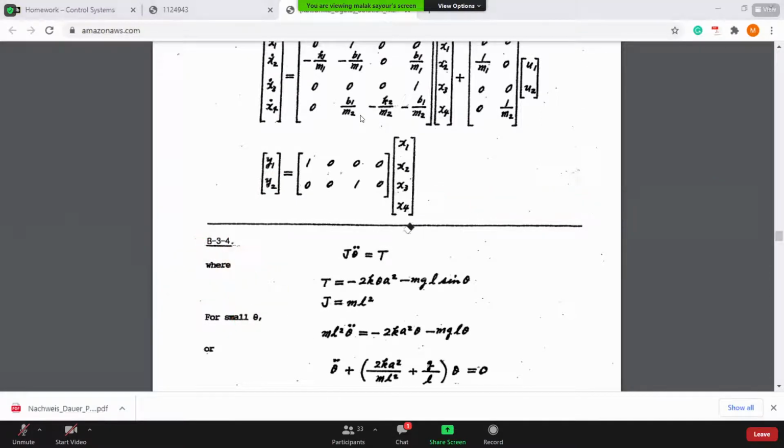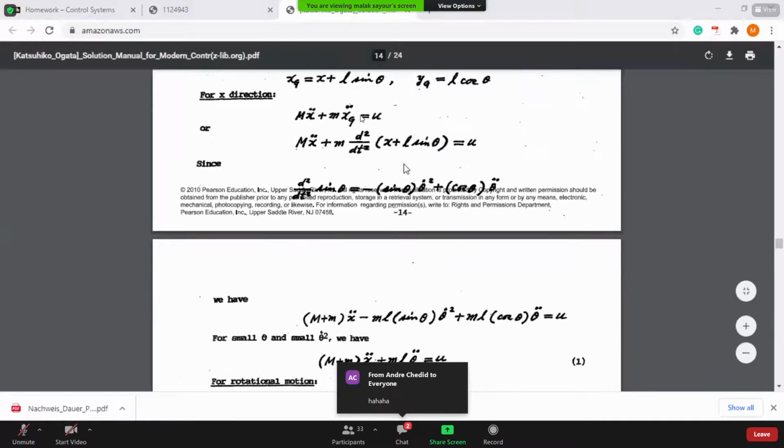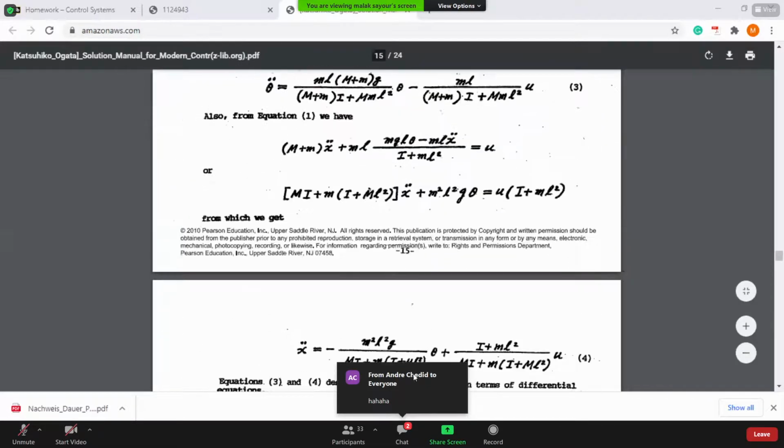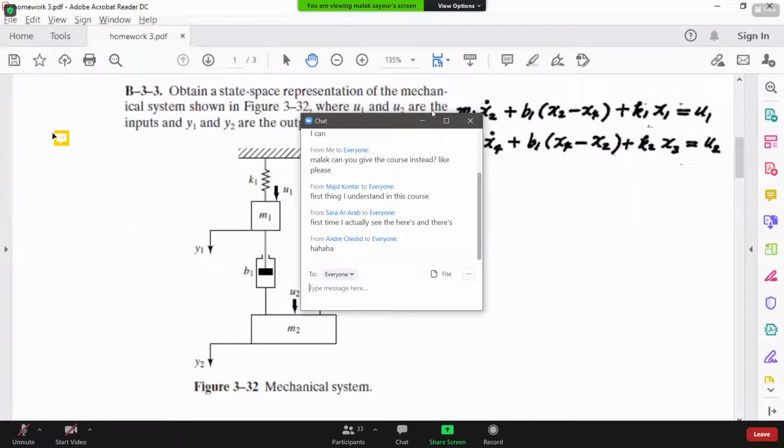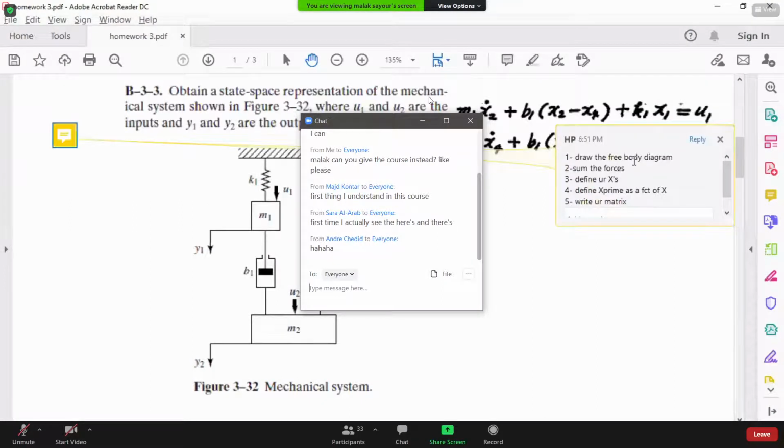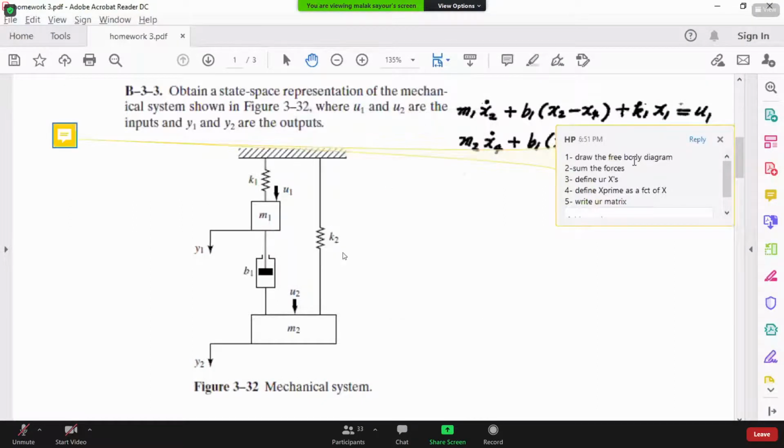And let's clear up the drawings. Okay, so now we have all the steps to solve such a problem. When you see this kind of problem, you just have to follow the following steps. Draw the free body diagram of your mass, sum the forces, define your x, define your x prime as a function of x, and then write your matrix.